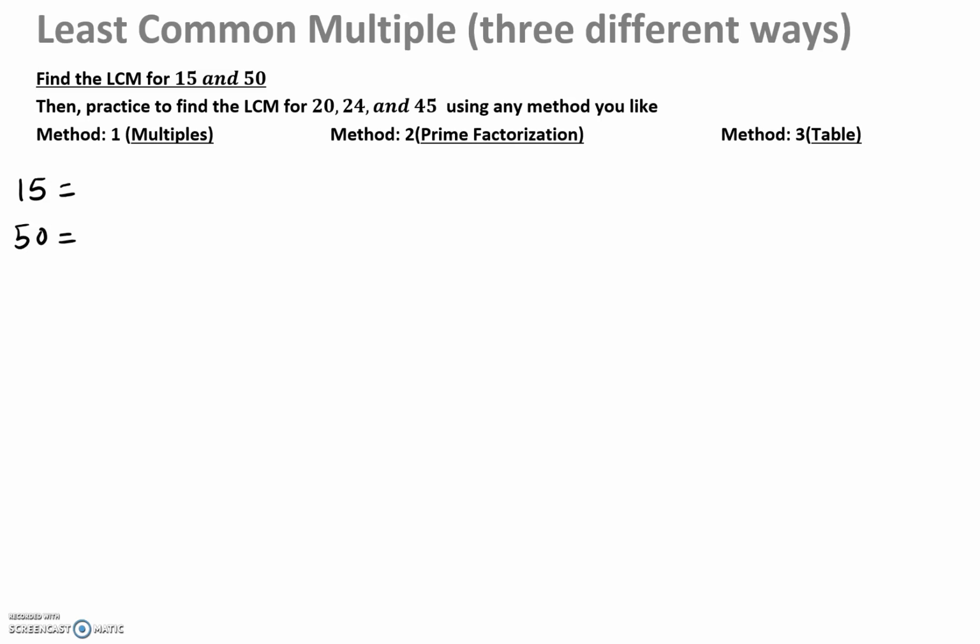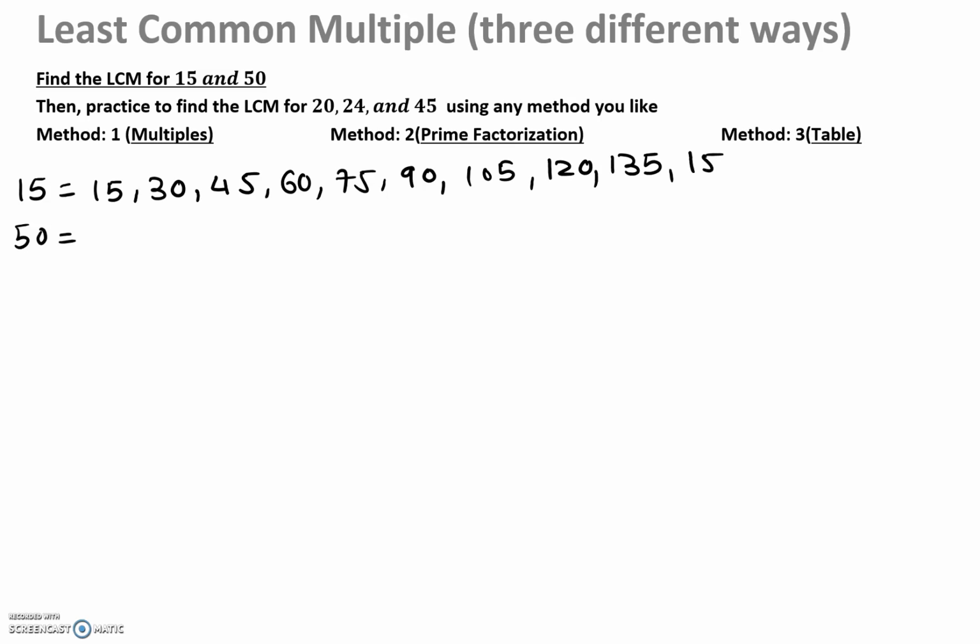So multiples for 15 are... I went up to 10. Multiples for 50. Should I keep going? No, I'm seeing something.